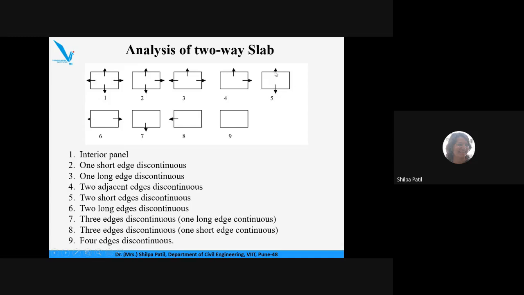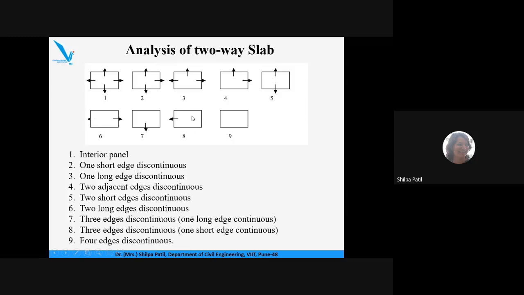Then case number 5 is two edges discontinuous, but these are the two short edges, whereas the two long edges are continuous. Sixth case is the opposite of case number 5, that is, two long edges are discontinuous and two short edges are continuous. Seventh case is opposite to the third case. That is, three edges are discontinuous and one long edge is continuous.